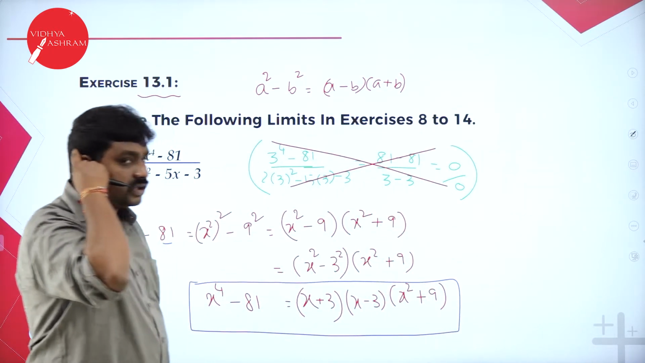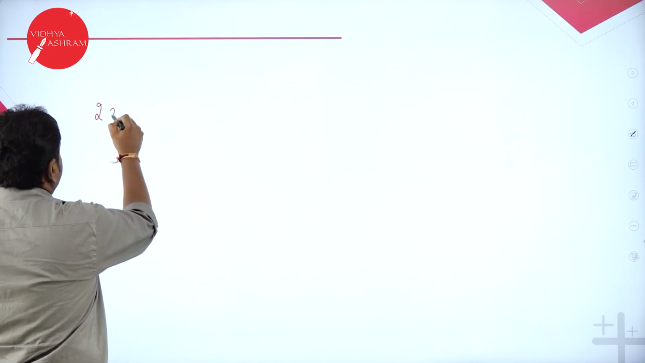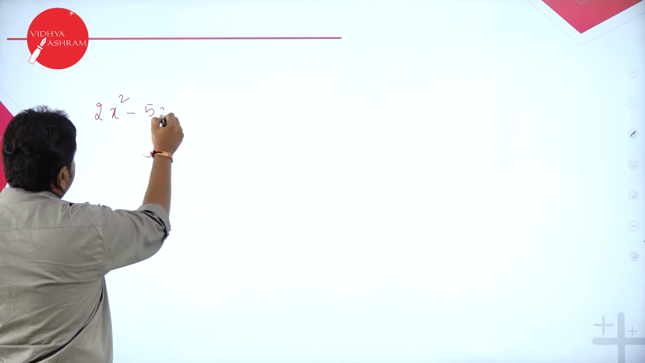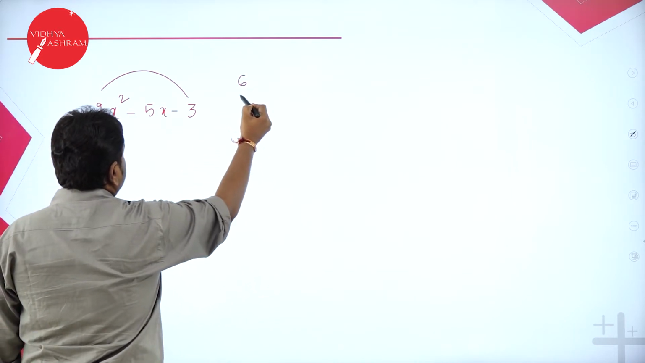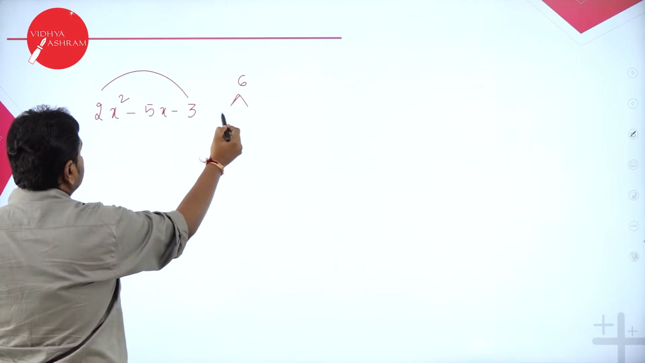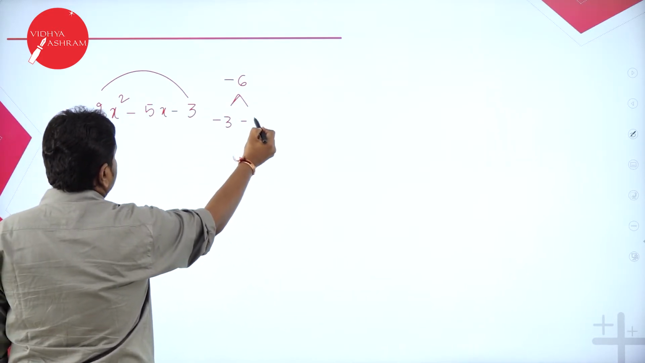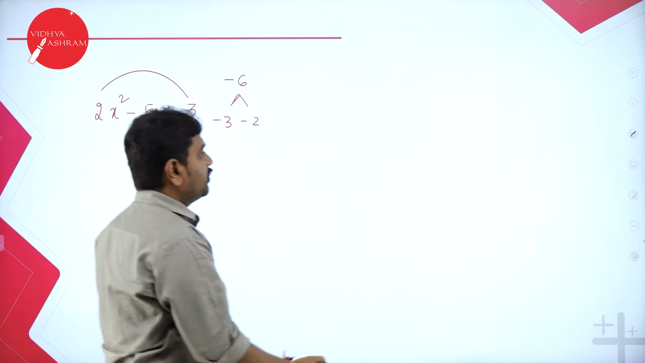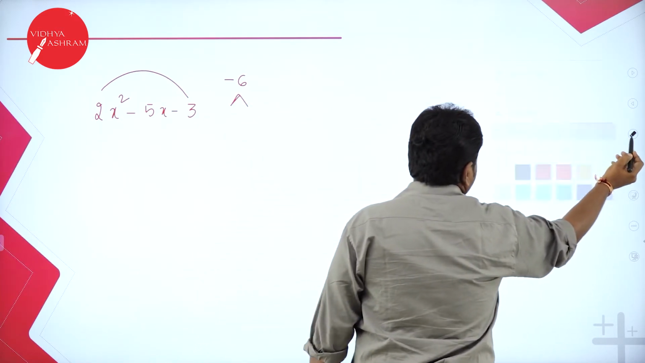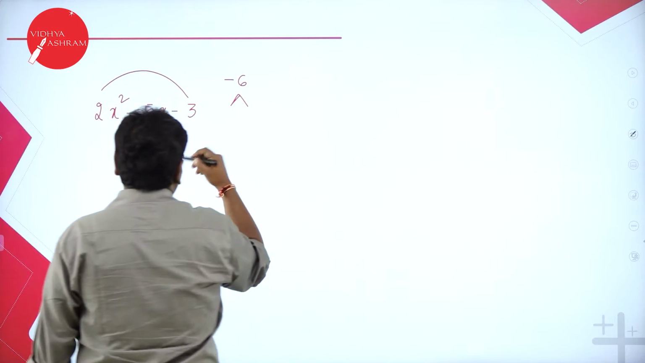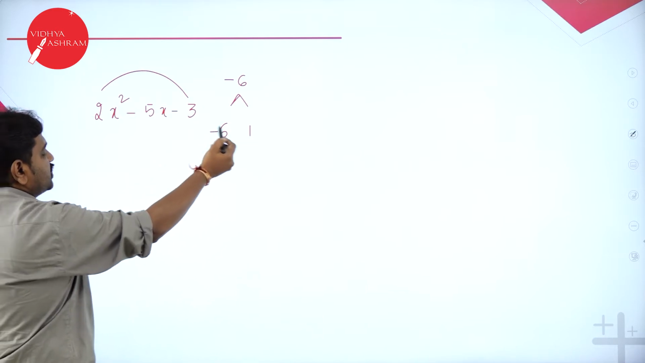Now we'll go with the next case, that is the denominator 2x square minus 5x minus 3. So middle term factorization: 2 into minus 3 is minus 6. What are the factors for 6? That gives you minus 5. I can take minus 3 and 2, but minus 3 plus 2 gives minus 1, not minus 5. So 6 into 1 you can take, but I need minus 5. So I'll take minus 6 and 1. Minus 6 into 1 is minus 6, and minus 6 plus 1 is minus 5.